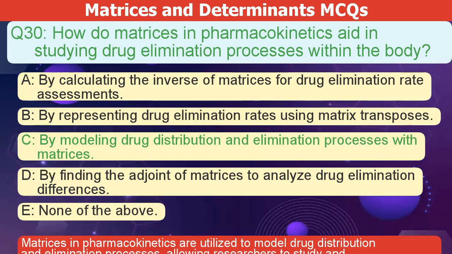The correct answer is C. Matrices in pharmacokinetics are used to model drug distribution and elimination. This helps researchers understand how drugs leave the body and their levels in different tissues.